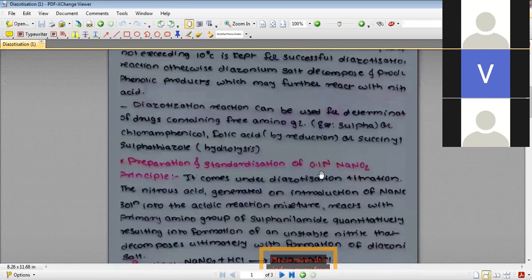So how will we be able to prepare 0.1 normal sodium nitrite? For preparation of any sort of standard solution, we should use a 1000 ml volumetric flask. In the 1000 ml volumetric flask, firstly we are going to take 7.5 gram of sodium nitrite and we are going to maintain the volume up to 1000 ml with the help of distilled water. That is the method of preparation of 0.1 normal sodium nitrite.